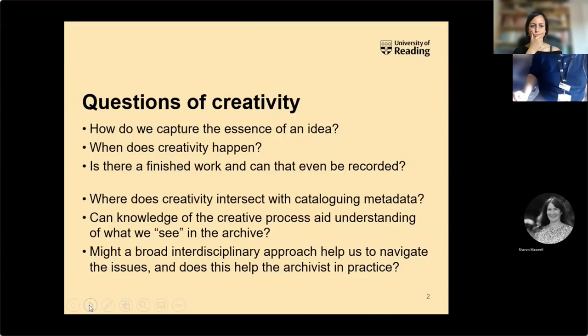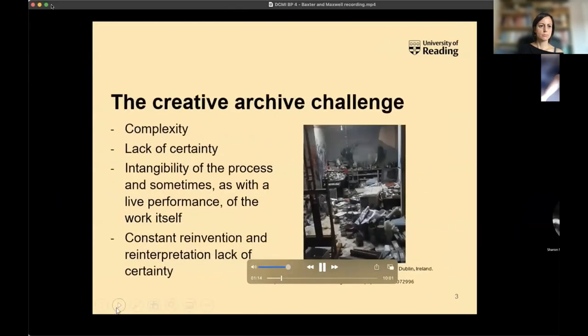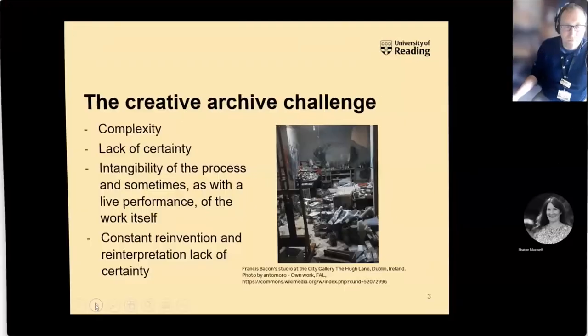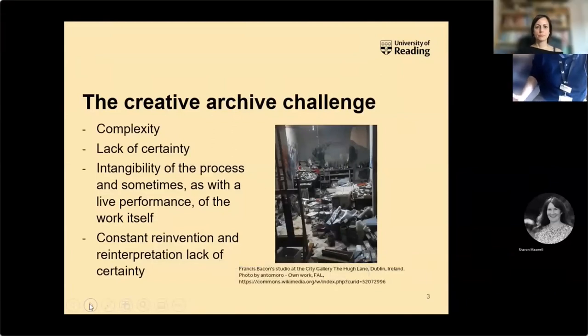So where does creativity intersect with cataloguing metadata? Can knowledge of the creative process aid understanding of what we see in the archive? And might a broad interdisciplinary approach help us to navigate the issues? And does this help the archivist in practice? Next slide, please. The challenges of creative practice in terms of archival cataloguing include complexity, even chaos, as seen here with a view of the artist Francis Bacon's studio in Dublin.